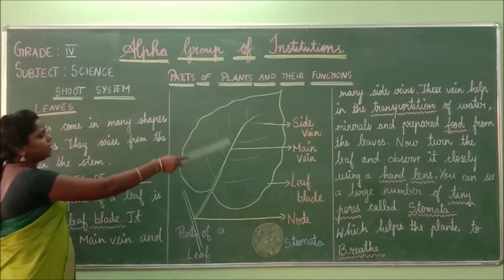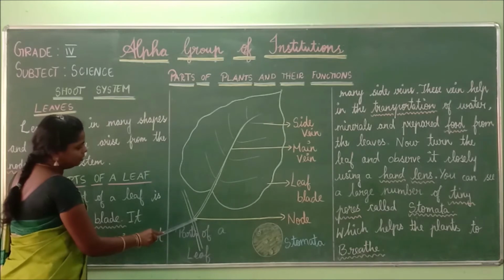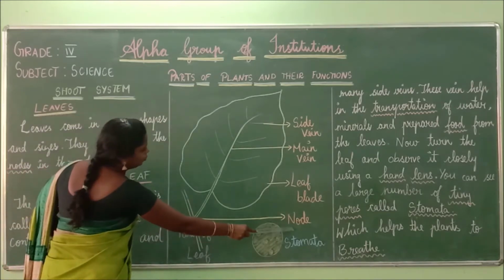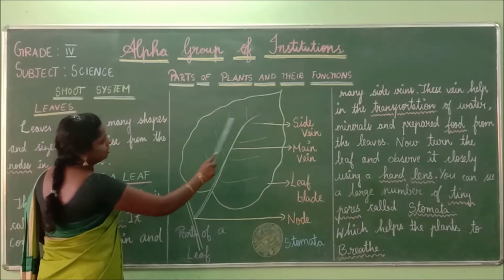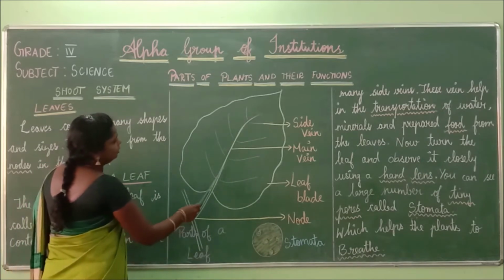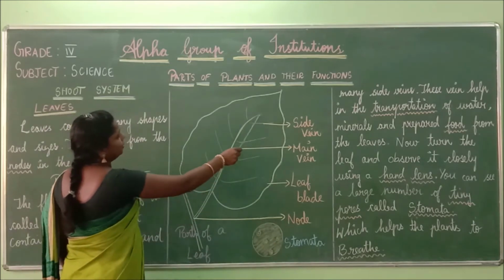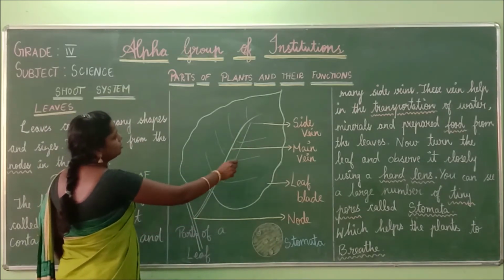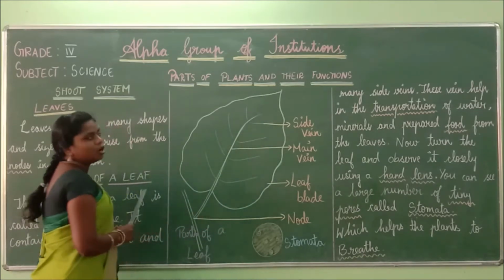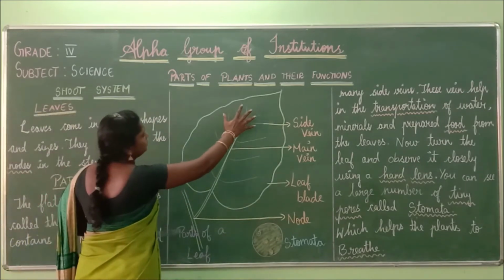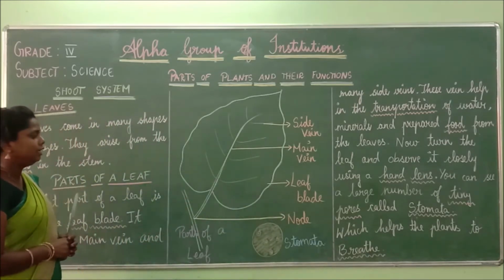Shall we recap these parts again? So this is a stem. Where the leaf arises is called the node. N-O-D-E. Node. From the node, the leaf starts to grow, and this is called the main vein. You can see little veins going side by side. These are called side veins, and the front side of the leaf is called the leaf blade.